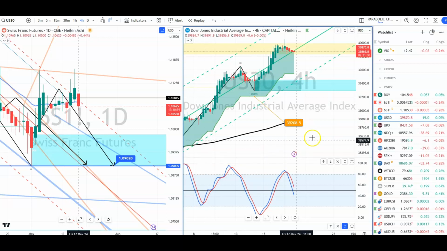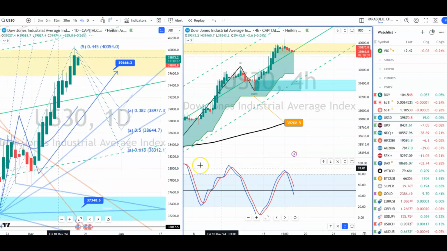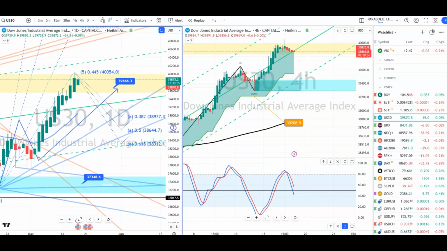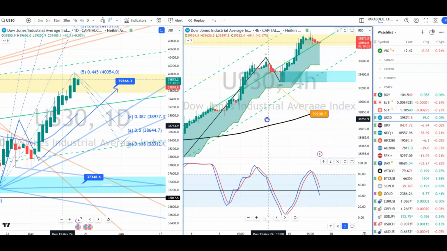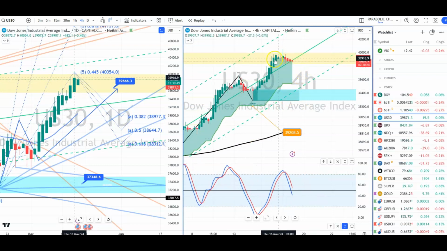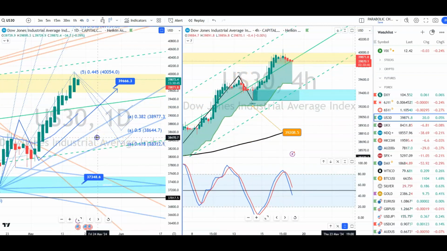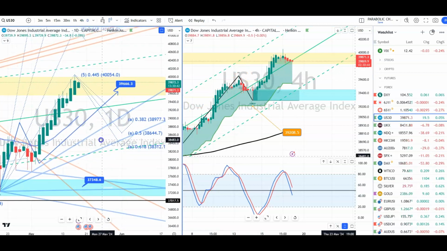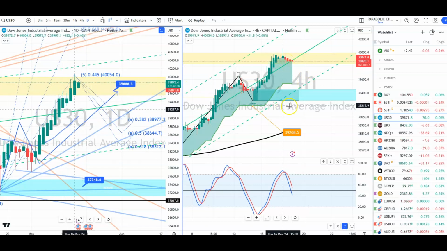Let's have a look at the Dow Jones. And as previously mentioned, not my favorite trade. However, it was, but no longer now. As you can see, it's hit this yellow bar, liquidity zone, we call it. And basically it's not a good entry point. It's a very good exit point. Hit our target 39.666.